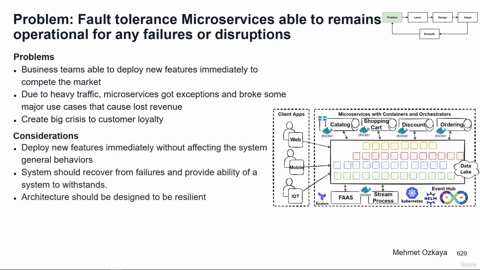So here you can see the considerations. Business teams want to deploy new features immediately without affecting the system's general behaviors, and use cases should remain operational and available to users. After deployment, if something goes wrong, the system should recover from the failures and provide the ability of a system to withstand, for example, transient errors like server outages or network issues. So microservices architecture should be designed to be resilient in order to ensure the reliability and availability of the overall system.